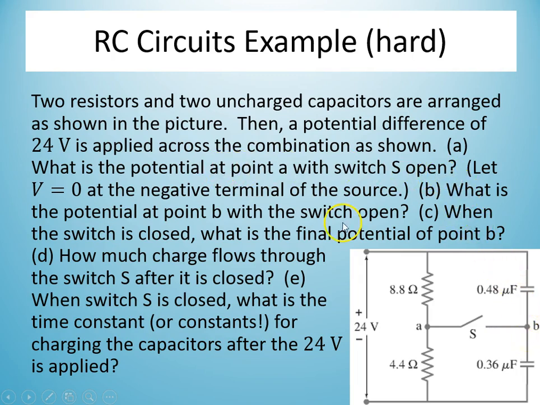First, what's the potential at point A when the switch is open? That turns out to be easy enough to figure out. How about at point B when the switch is open? That's also relatively easy to figure out. And then when the switch is closed, what is the final potential at point B? That turns out to be, again, easy to figure out. And then how much charge flows through the switch after it is closed? That's a little more difficult to figure out, but it's something that we can do.